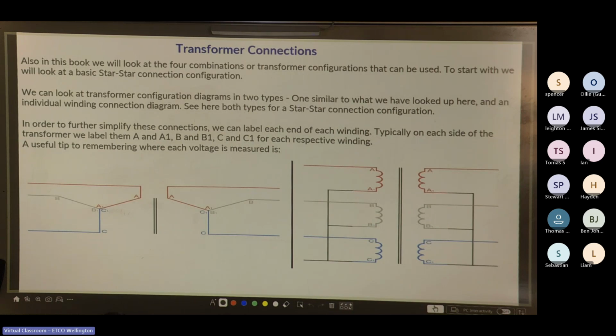Cool. So these are the transformer connections. We'll look at other transformer configurations, but to start with, we'll look at the basic star configuration. So we can look at transformer configuration diagrams in two types. One similar to what we have looked at up here, and an individual winding connection diagram. So we've got both down the bottom.